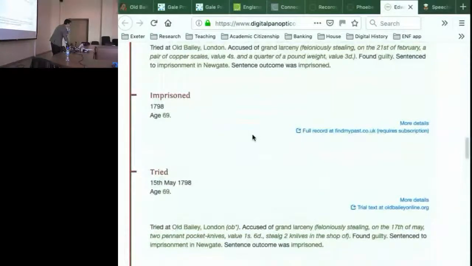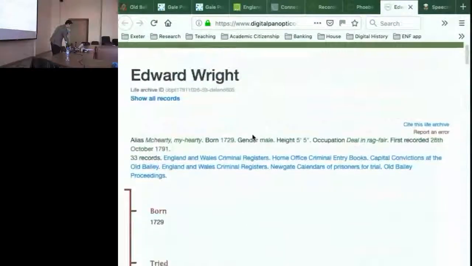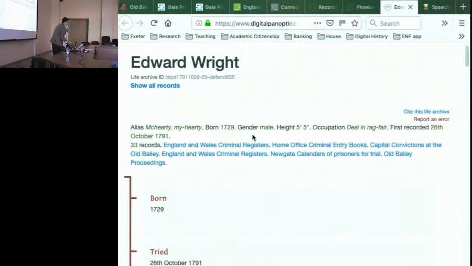So it's only because of the Digital Panopticon that we know about Edward Wright and we know about his recidivism. It gives us a totally different perspective on the history of crime, and we can see these kinds of examples. In other words, history doesn't have to be dictated by the archives, by the structure of the archive that we've been left with.